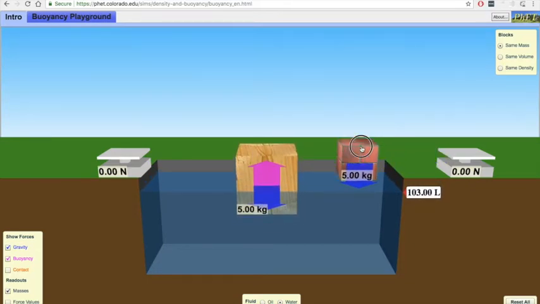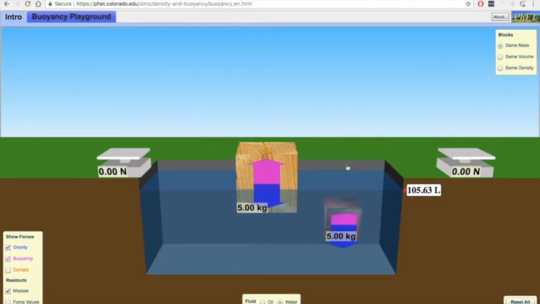If I take this brick and I put it over here in the water, it sinks. There is a buoyant force on it, but because it is a more dense object, its volume is not as large, it doesn't displace as much water, and so its buoyant force isn't as big as the wood. And so if the buoyant force isn't big enough to counteract gravity, it still sinks.